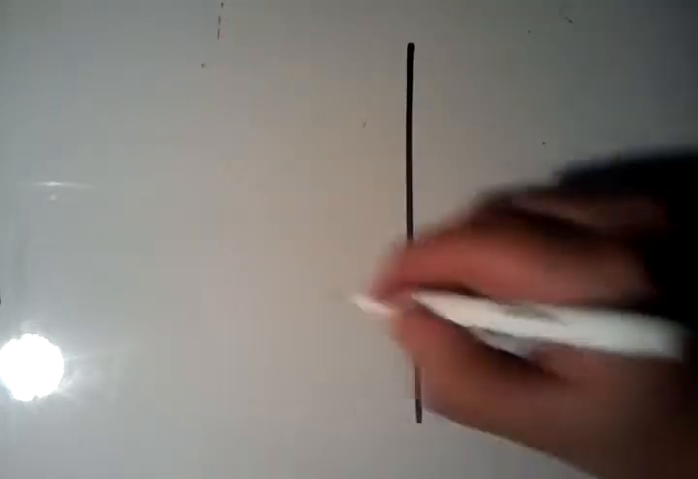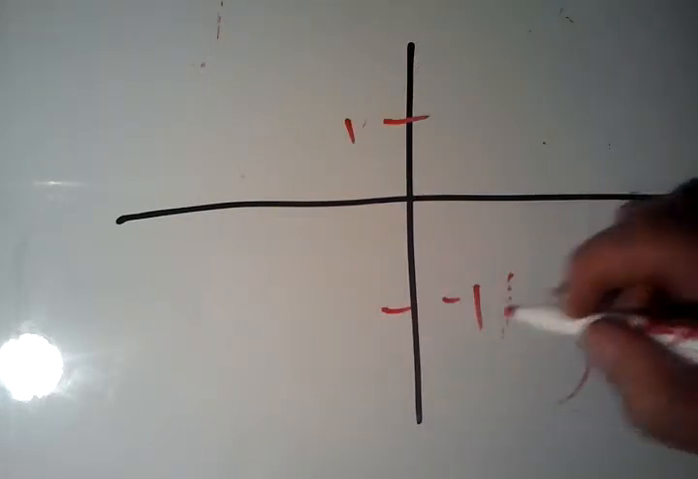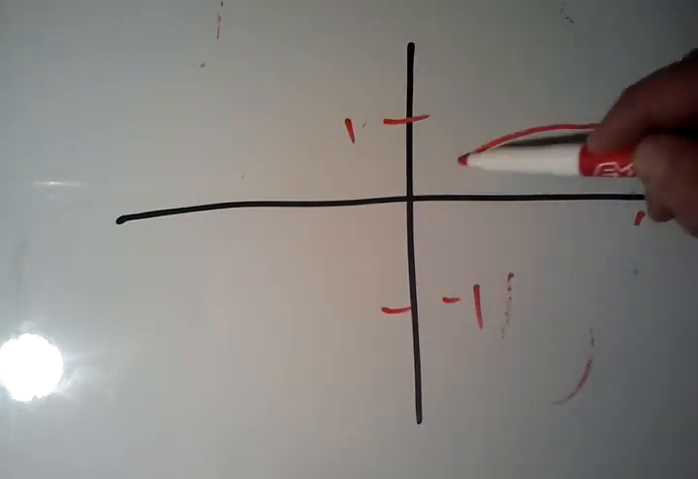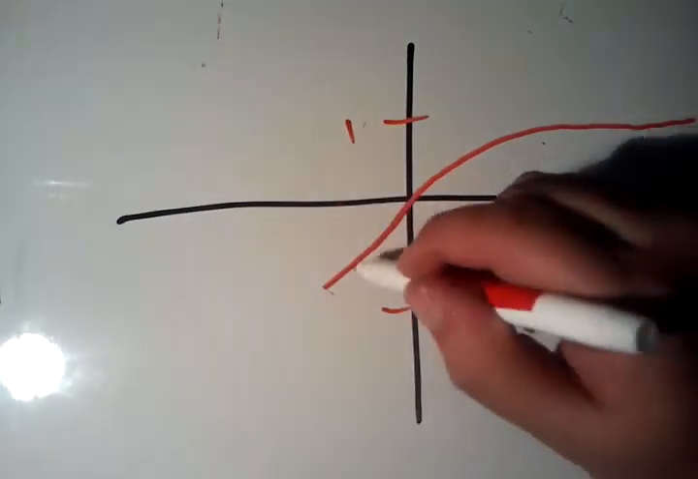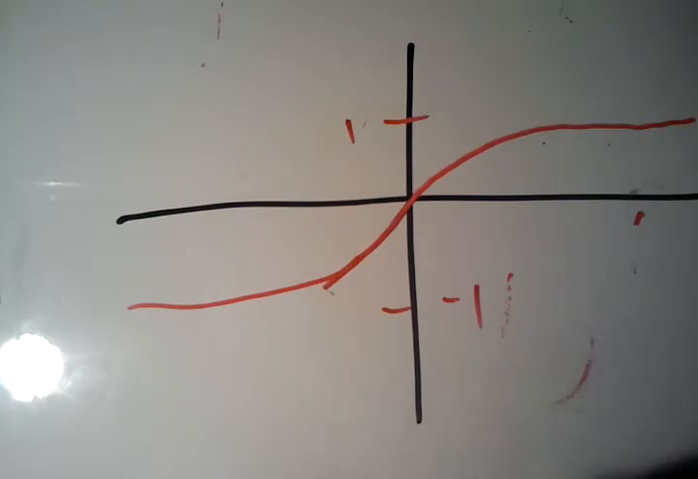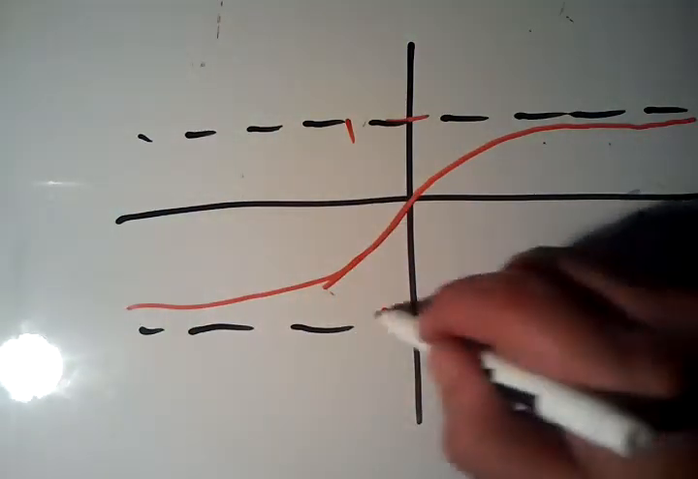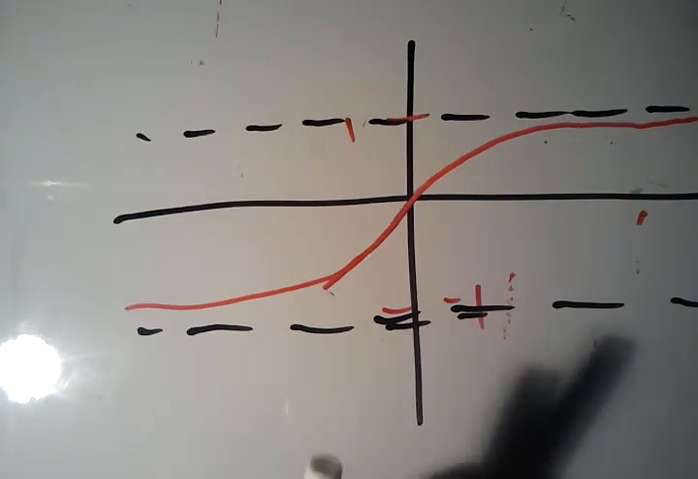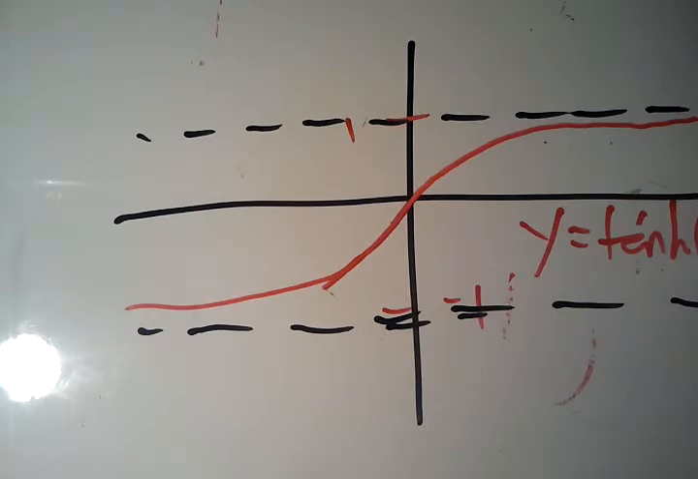So we're going to see that the graph of tanh x looks a little something like this. So here's the number 1, here's negative 1, and it comes like so. I drew this a little bad, it should approach the asymptotes. So if we draw our lines, then it'll approach it like that. And that is our y equals tanh x.